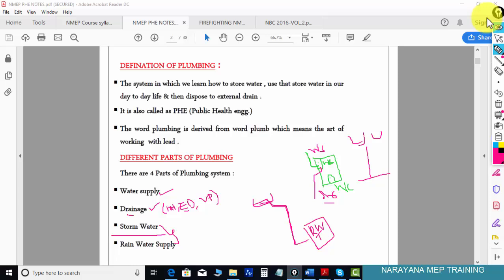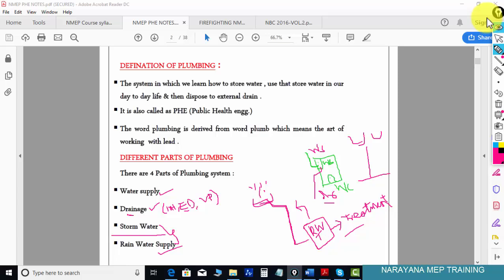On the terrace, when rain comes, that time we will collect the water. That collection will come into the rainwater tank. After that, it will go through some treatment process. After that, that water will be reused. This is called rainwater.